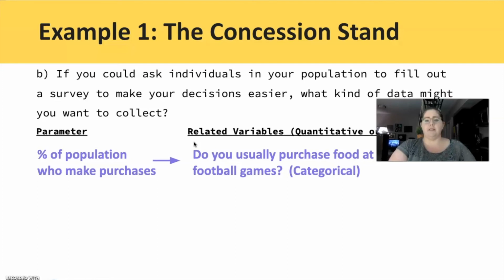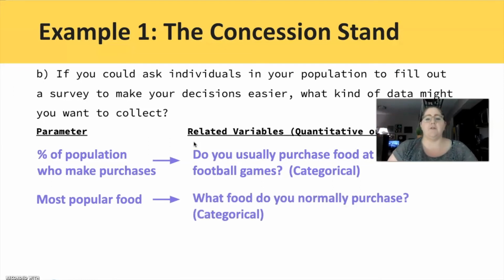Another parameter or statistic I might want to find out is what's the most popular food? What food do people eat the most? So that may be something that I want to find out. And a variable or a question that I could ask in my survey is, what food do you normally purchase? And that would also be categorical because my answer would be a word. Hot dogs, pizza, soda. It's not a food, it's a drink, but you know, right? It's a word that I'm dealing with.